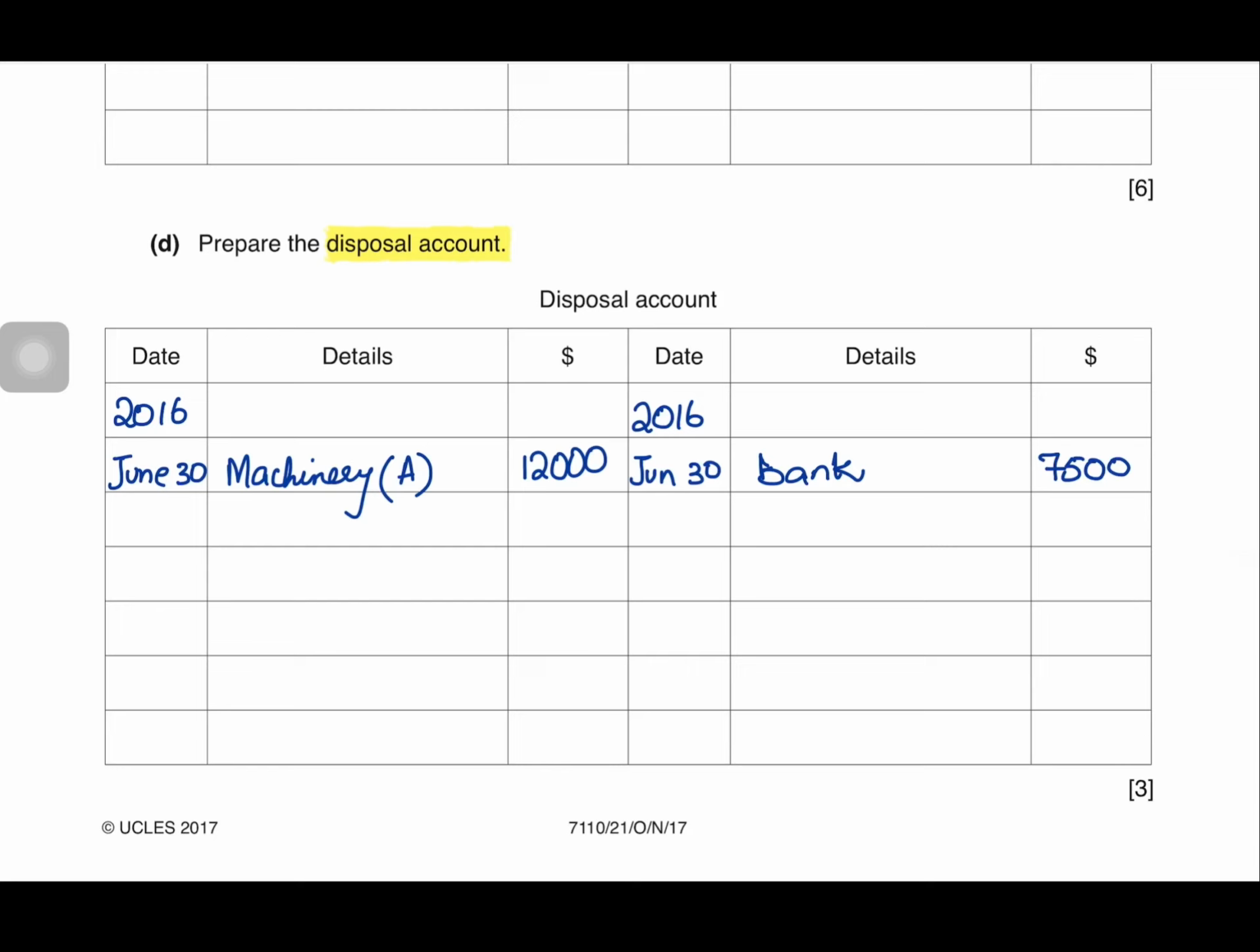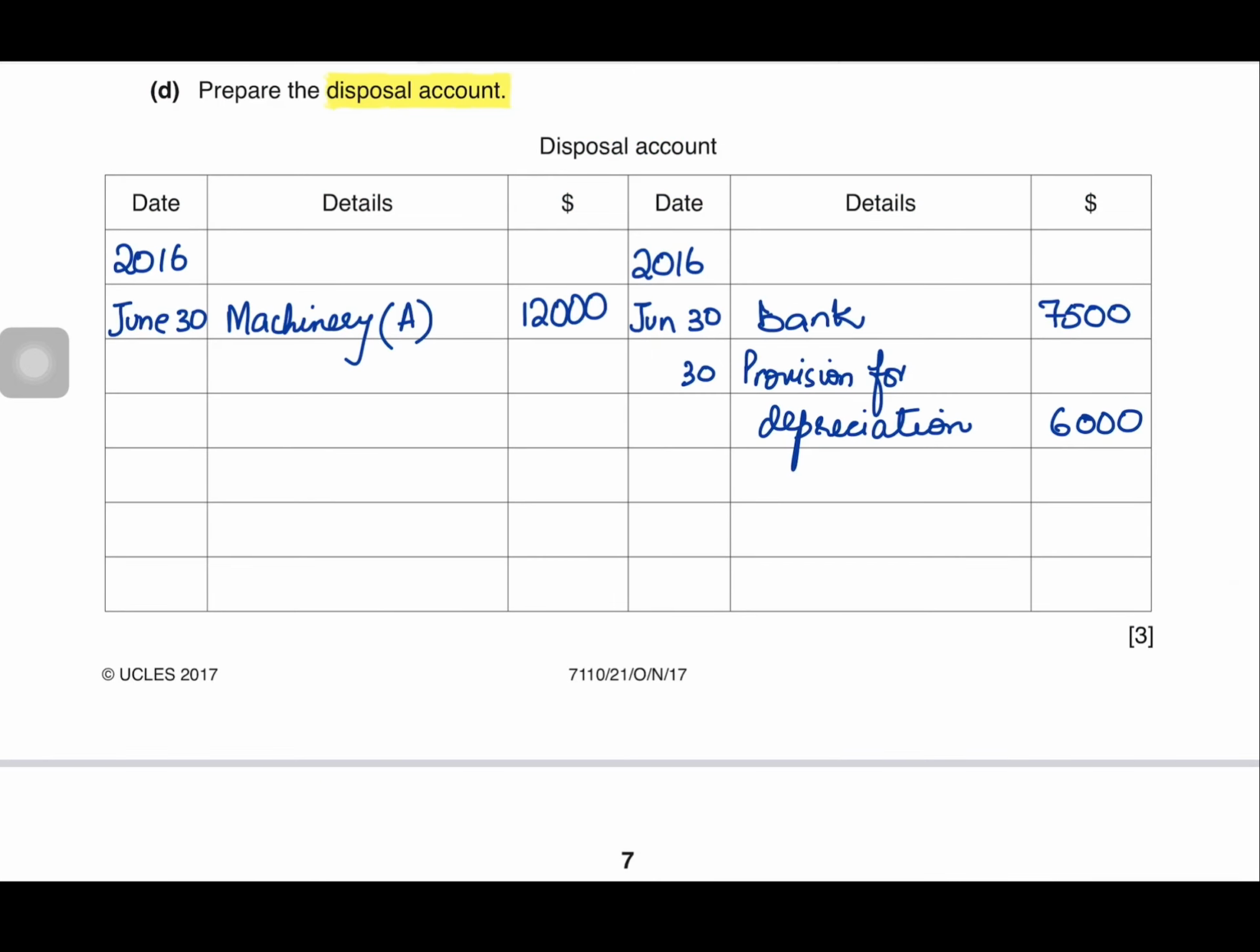Then what else? We have to eliminate the depreciation as well on the same date. What was the accumulated depreciation? We have just calculated, and that is $6,000. Now we have to find out whether there is a profit or a loss on disposal. Okay, so what is the cost? The cost is $12,000. So the debit side will total $12,000, and the credit side is totaling how much? $7,500 plus $6,000. $13,500 is the total on the credit side.